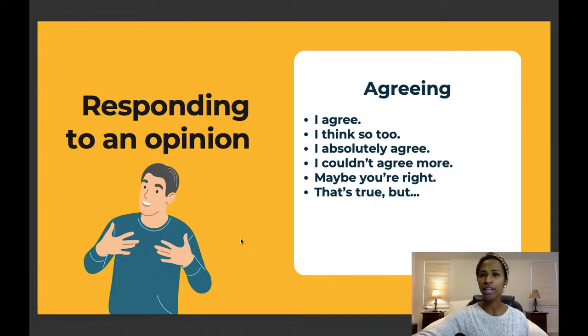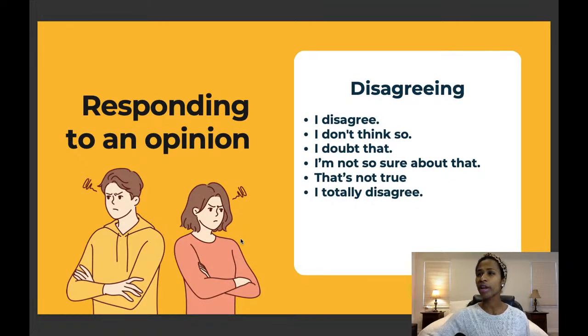Now let's go to the next one, when you are disagreeing, which is the opposite of agreeing. Still responding to an opinion, but you are disagreeing. You'd say, I disagree. I don't think so. The first one was, I think so too, when you are agreeing with someone. But when you are disagreeing with someone, you're going to say, I don't think so.